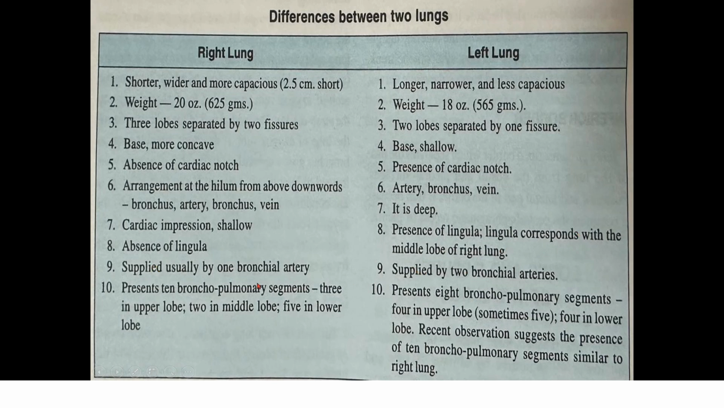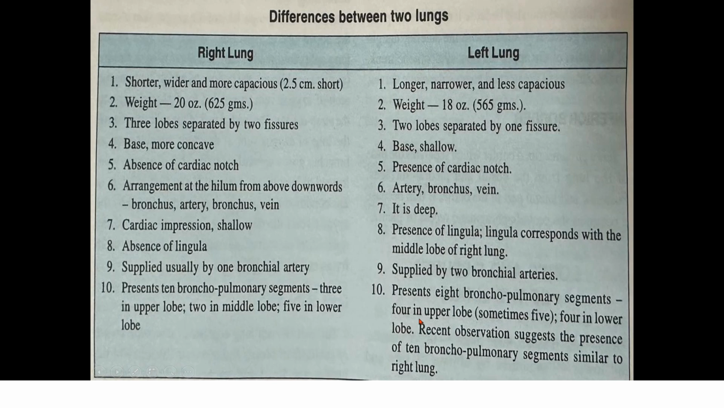The right lung is supplied by one bronchial artery, whereas the left lung is supplied by two bronchial arteries. The right lung presents 10 bronchopulmonary segments, 3 in the upper, 2 in the middle, 5 in the lower lobe. The left lung presents 8 bronchopulmonary segments. But when we see the actual description, even now, the left lung is having 10 bronchopulmonary segments.